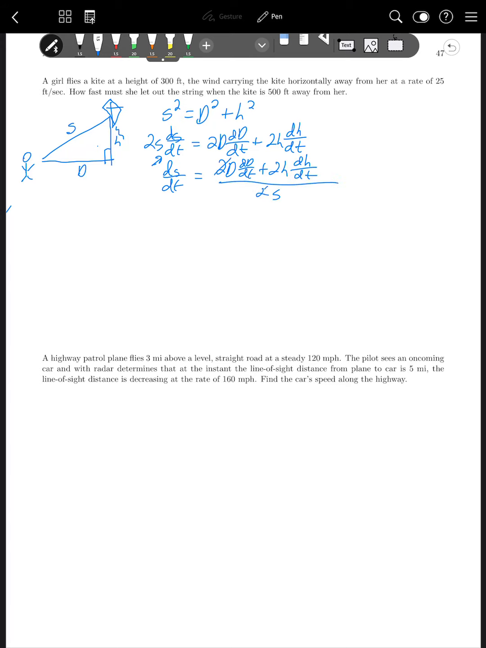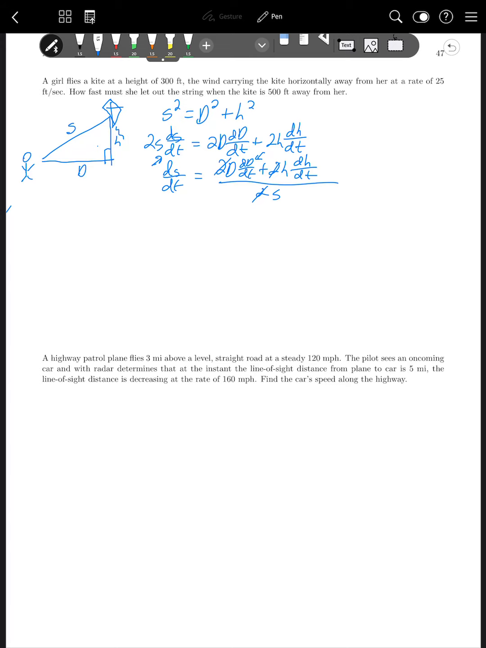And once again, you can cancel out the 2's, similar to what we did before. So now we want to plug in as much information as we can. The kite is at a height of 300 feet, so that means this h is going to be 300. The wind is carrying the kite horizontally away from her at a rate of 25 meters per second. Well, that's going to be the change in how far away it is. And how fast must she let out the kite string when it's 500 feet from her?